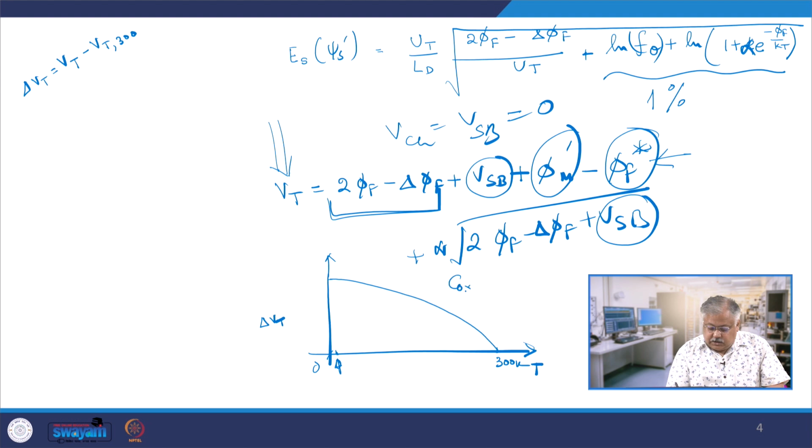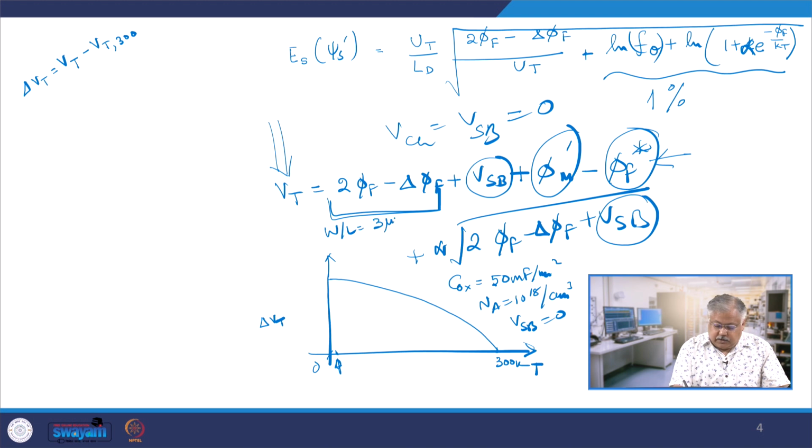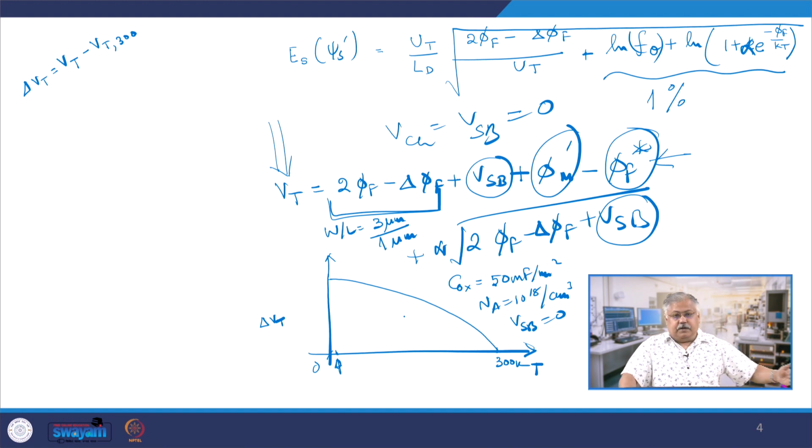So, I am assuming here Cox to be equal to 50 millifarad per meter square. Acceptor ion concentration is 10 to the power 18 per centimeter cube, and I am assuming VSB to be equal to 0 in this case. And W by L ratio has been taken to be approximately 3 micrometer by 1 micrometer, right. So, it is a large channel device, and as the temperature goes on increasing, the value of delta Vt goes on decreasing, which means that the change which you see in the threshold voltage is maximum at the cryogenic temperature, and it is almost 0 at room temperature.